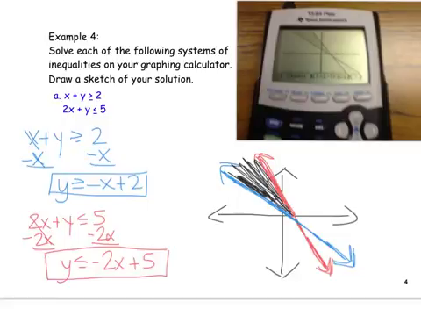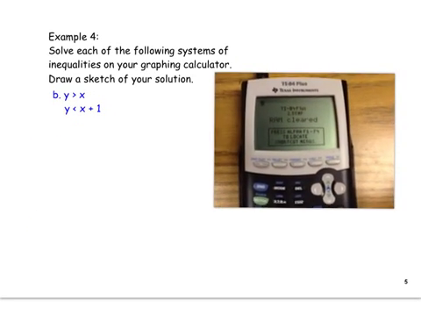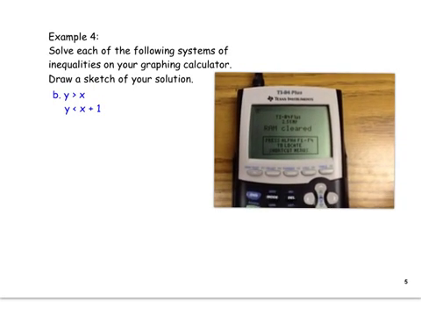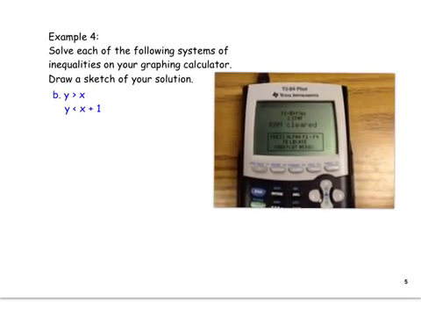So this is what I got for my rough sketch for the solution to this system of inequalities. Right now, all I'm interested in is that you can graph it on your calculator and you can translate the sketch to your paper. In our next example, it says to solve the system of inequalities on the graphing calculator and draw a sketch of the solution.